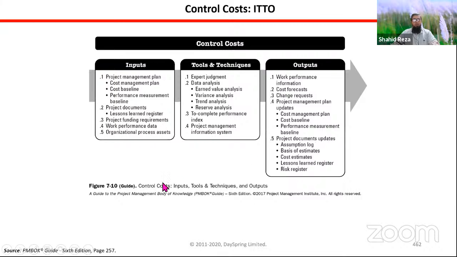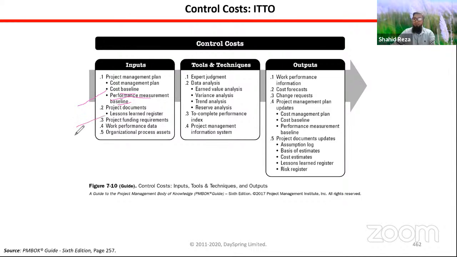All right, so control cost, if you see, what is the main input? Cost baseline is the main input, right? Cost baseline. And performance measurement baseline is also combining all baselines, and also if there is any KPI set by your organization or by your sponsor.